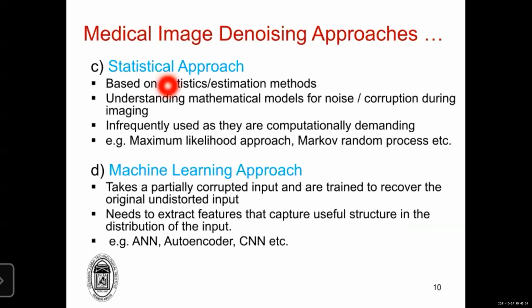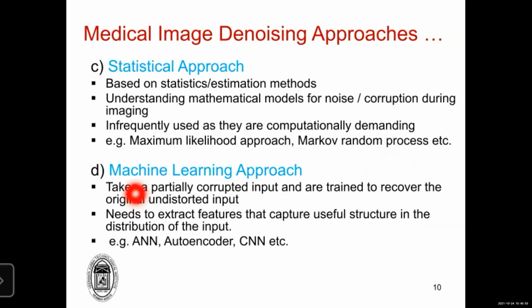Next approach is the statistical approach. It is based on statistics or estimation methods. Here we need to understand the mathematical model for noise or corruption during imaging. It is infrequently used as it requires a lot of computation. Examples are maximum likelihood approach and Markov random process.